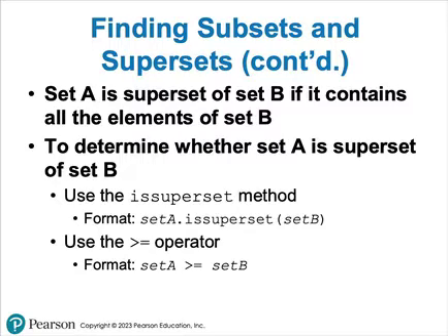Superset means it includes all the elements in set B plus possibly more. So we can use isSuperset or the greater than or equal symbol, since subset and superset are kind of implying less than or equal or greater than or equal. So we use the same operators that we would use for numeric values. But Python's smart enough to know, hey, this is a set, so I'm actually doing superset or subset.